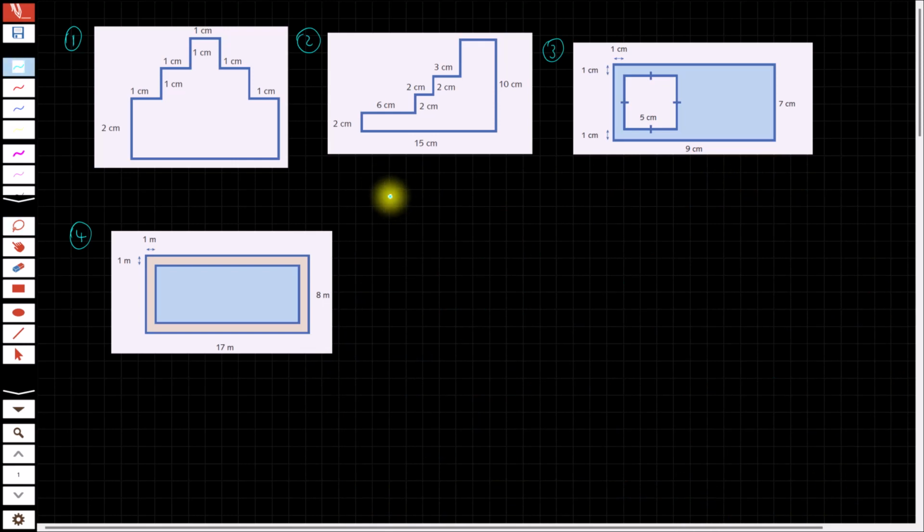Okay, let's do number 3. We want to calculate the area of the blue shaded part only, but not the white square. So how do we tackle this? Well, looking at the problem, we can see there's a large rectangle and a small square within that rectangle. The size of that square is given, where you can see the dash on those lines, which means each side has a length of 5.